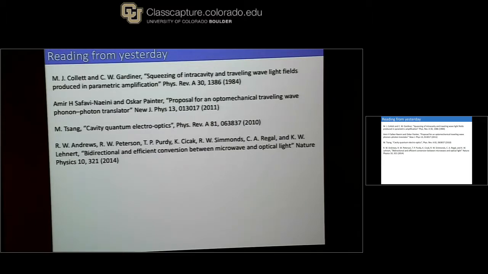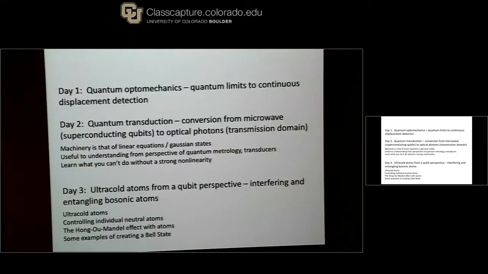Any lingering questions from yesterday? Okay. All right, so what we're moving on to, and I gave a preview of this last time, is talking about neutral atoms.